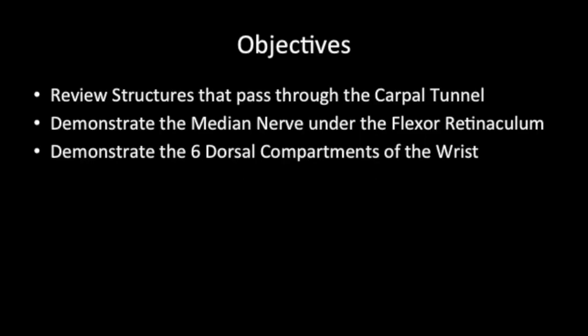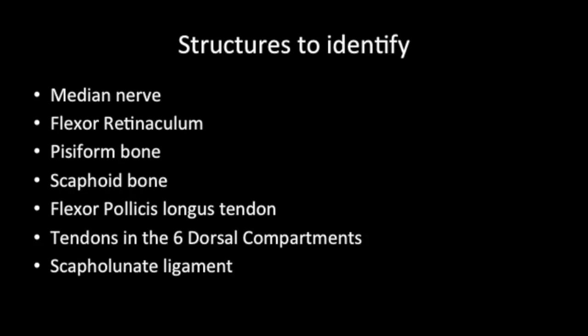Objectives include reviewing the structures that pass through the carpal tunnel, demonstrating the median nerve under the flexor retinaculum, and demonstrating the 6 dorsal compartments of the wrist. Above are the structures you are expected to identify in the lab.